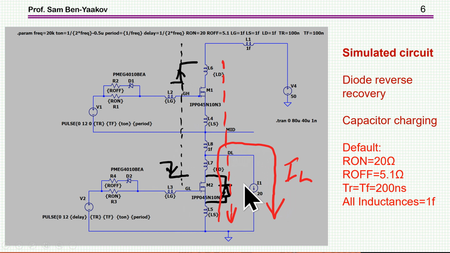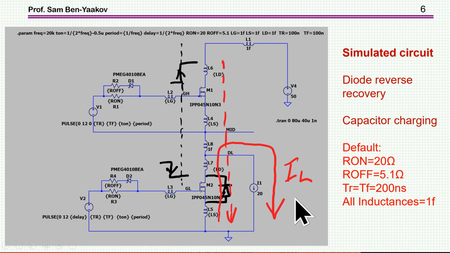So in this case, we're going to have a problem with diode recovery, because as the current is passing through the diode and this transistor is turned on, we have a problem here of reverse recovery. And also we're going to charge all these capacitors, the parasitic capacitor of this transistor, so it's going to be quite a bit of a transient here.